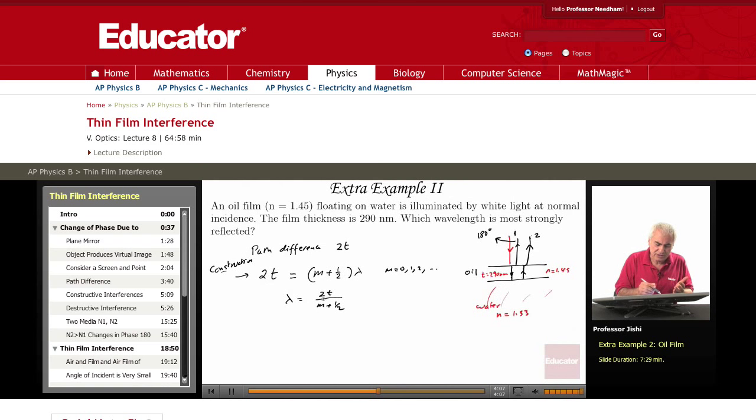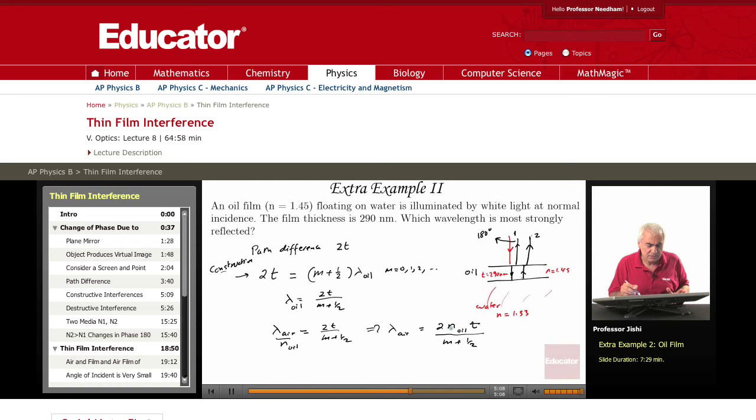So what are they? I'm given the thickness. But of course here, we have to keep in mind that lambda is the wavelength in the oil, not the wavelength in the air. So I should call it lambda oil. And lambda oil, of course, is lambda air over n, n being the index of refraction of oil, and is 2t over m plus half. So this means that lambda in the air, that is the wavelength of the white light in the air, is 2 times the index of refraction of oil times the thickness of the oil film over m plus half.